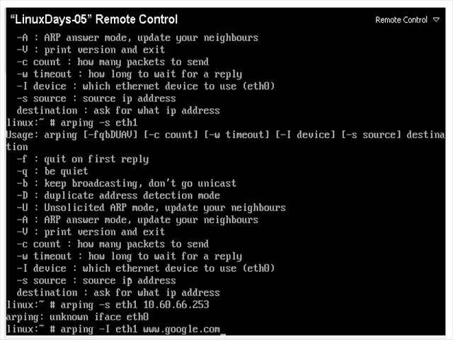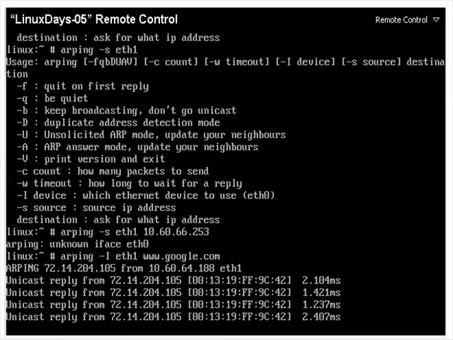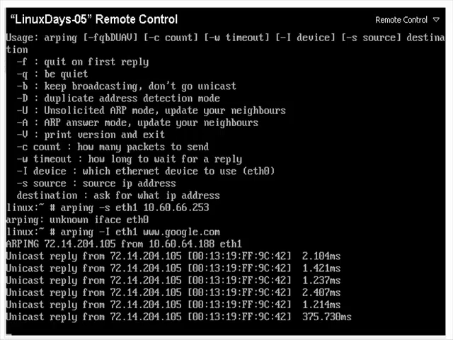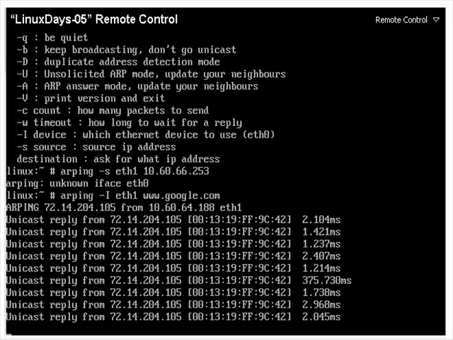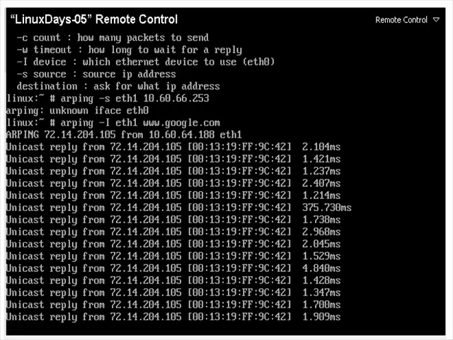If I do this thing, and let's do the dash I with google.com, after I get back into the machine, it gives me the IP address and the MAC address. Which MAC address do you think this is? Since I'm going to Google.